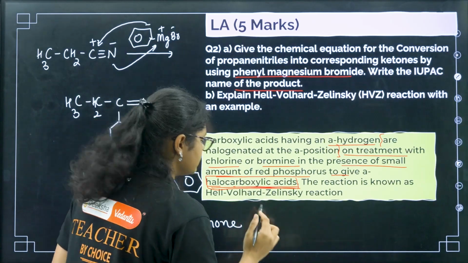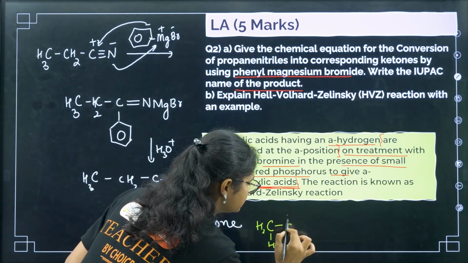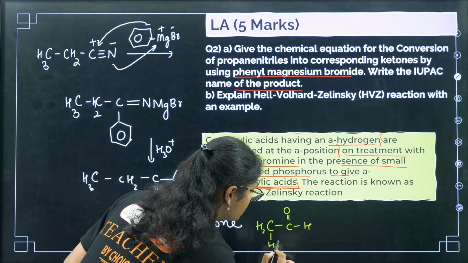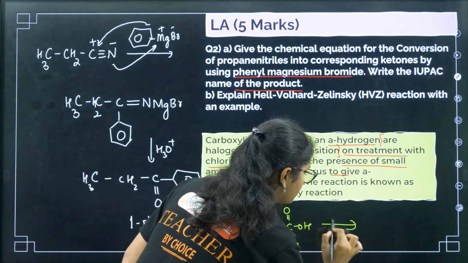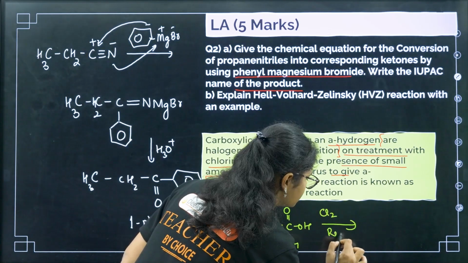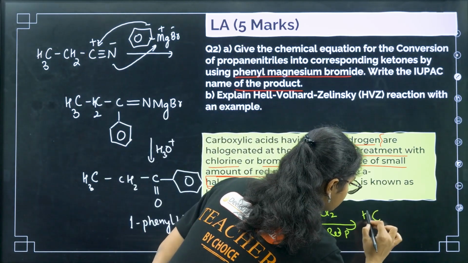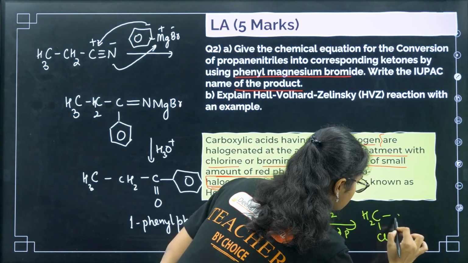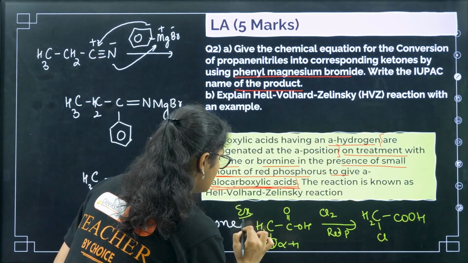So with example, we will write like this, CH2. Just show like this the alpha carbon. Here you mark this one as alpha hydrogen. Now if you take it with Cl2 and red phosphorus, what will happen? This H will get converted to Cl, right? So I'll get a product like this. Okay, this is the example.